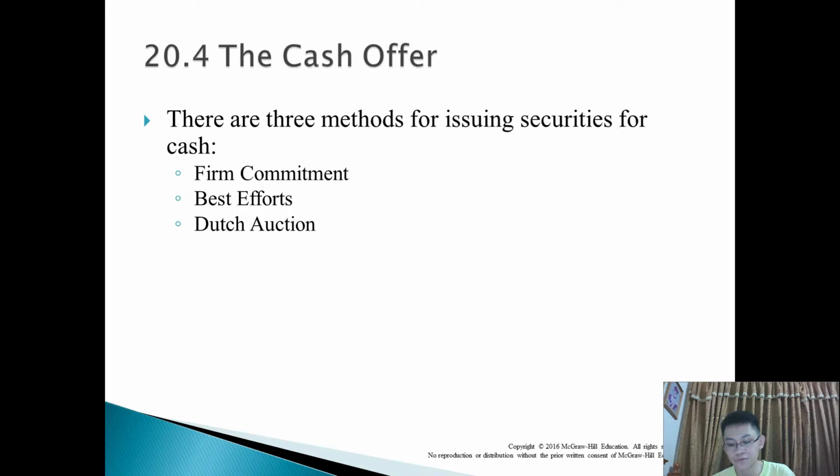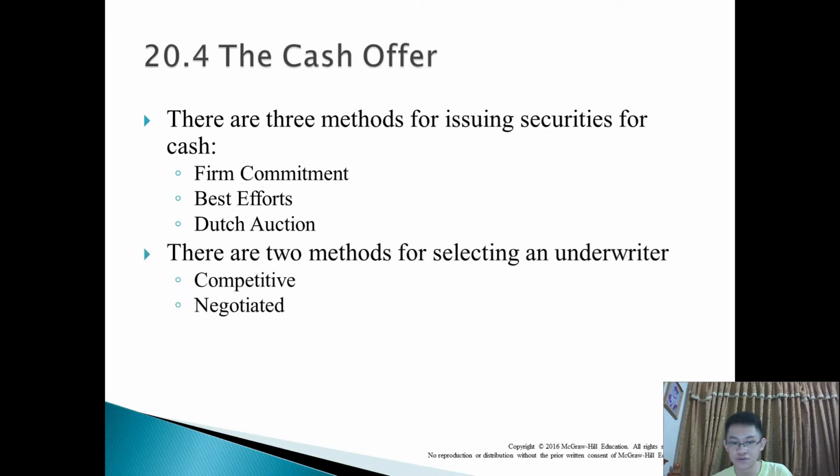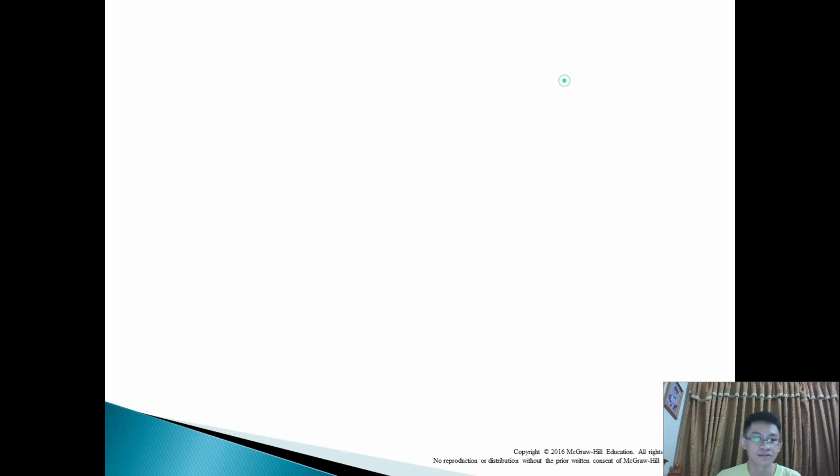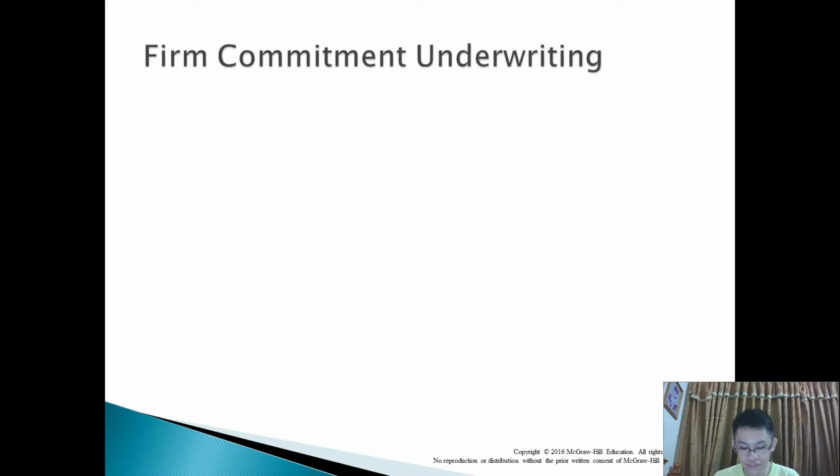There are a total of 3 basic methods of issuing securities for cash, which are firm commitment, best effort, and finally Dutch auction. 2 methods are used for selecting an underwriter, which are competitive and negotiated. We will go through all of these 5, including the 3 methods of issuing securities and selecting an underwriter, right away. First, the first option is firm commitment underwriting.